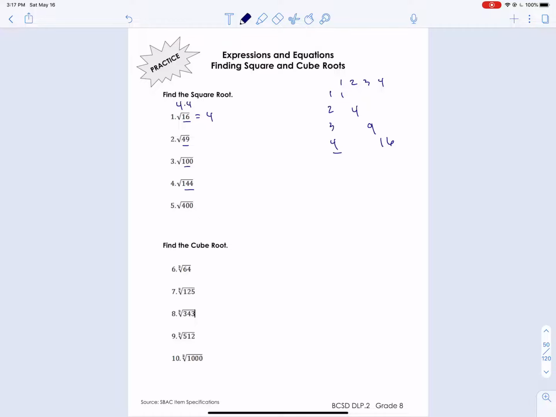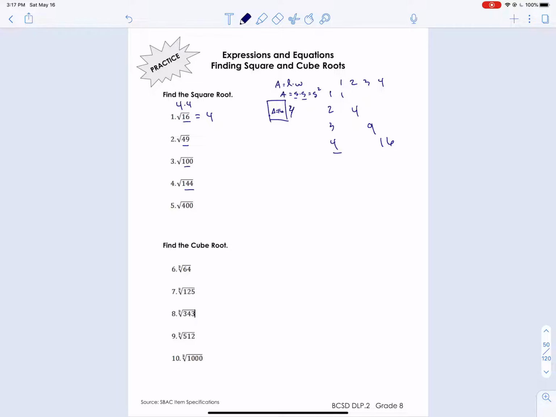Or another way to think of it is the side length. So the area of a square is 16. So what is the side length? Remember, area is the length times width, but for a square, the length and the width are the same. So the area equals side times side, or side squared. So it's got to be the same number. So what goes there? That would be a 4. So that's what we're looking for, the side length of a square.